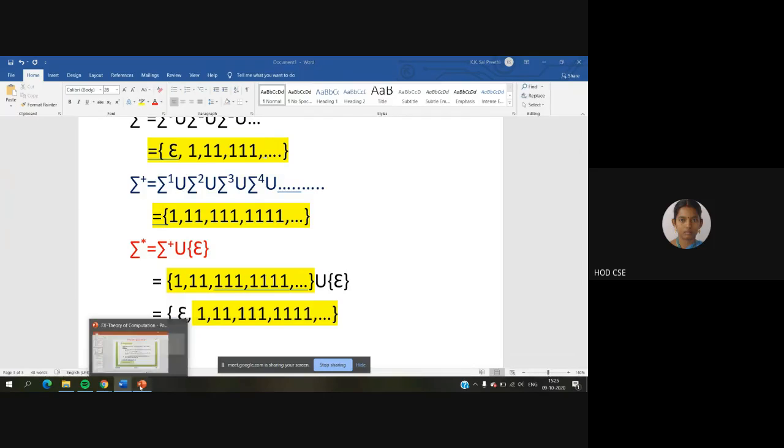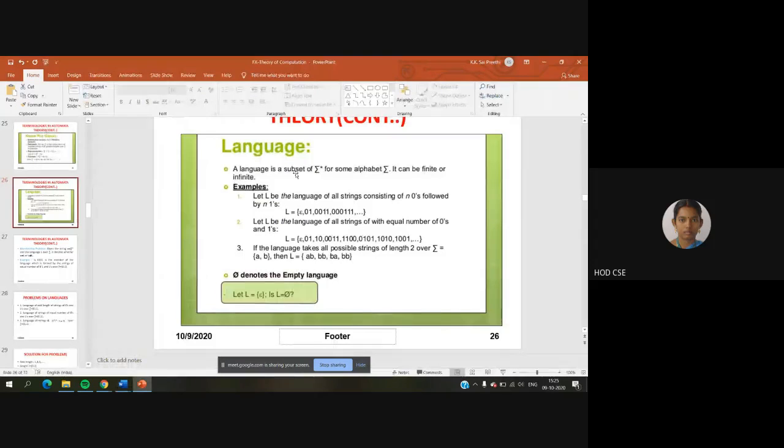But what about the language? The language may be finite or infinite. We cannot say for certain that it is finite, and we cannot say for certain that it is infinite. Sometimes, with respect to the constraint, it can be finite or infinite.